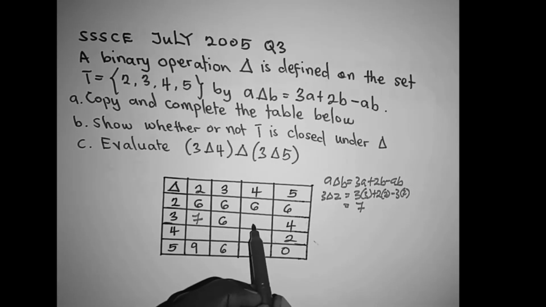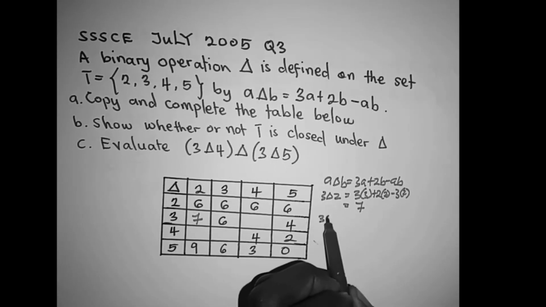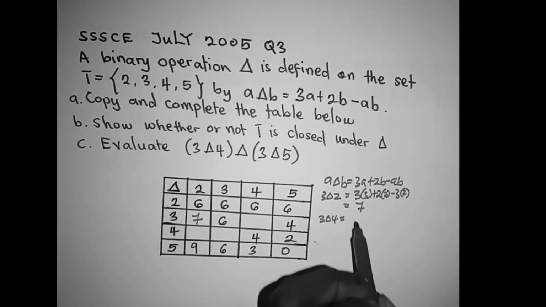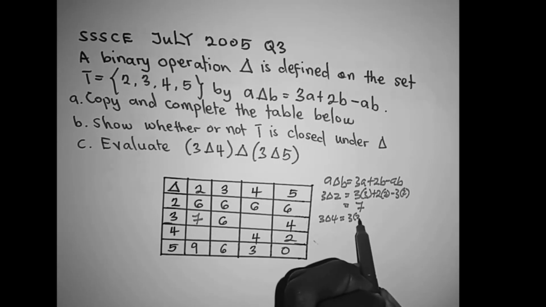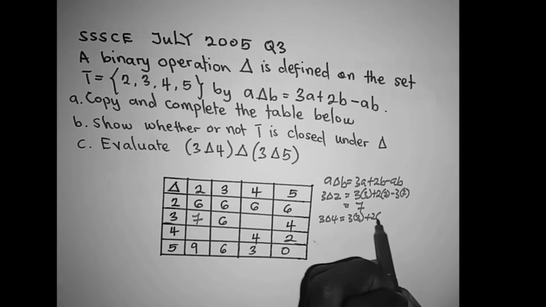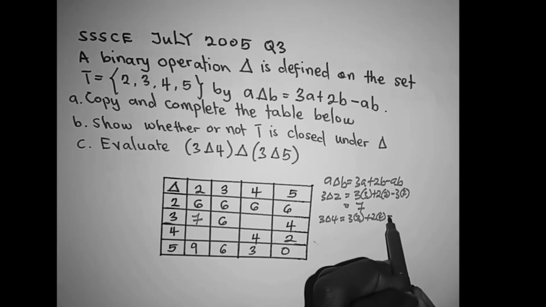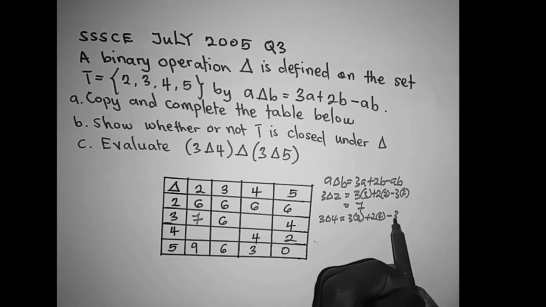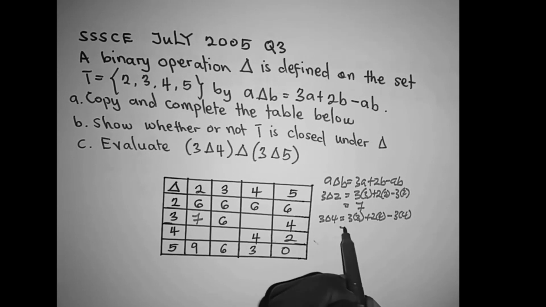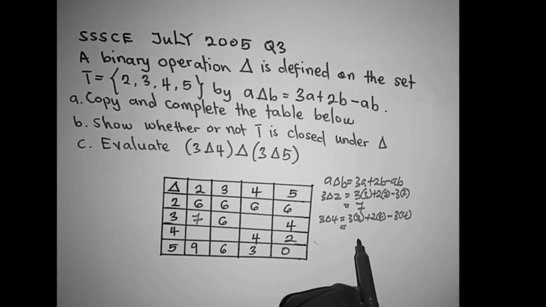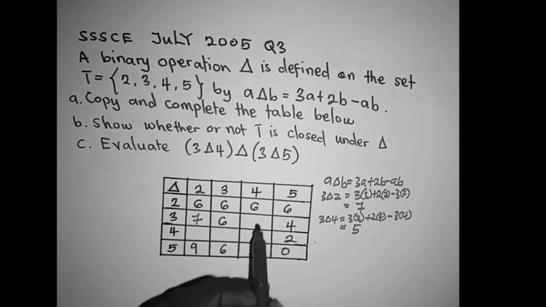Then this part is 3 operation 4. 3 operation 4 equals 3 times 3 plus 2 times 4 minus 3 times 4. The result is 5. So this side is 5.